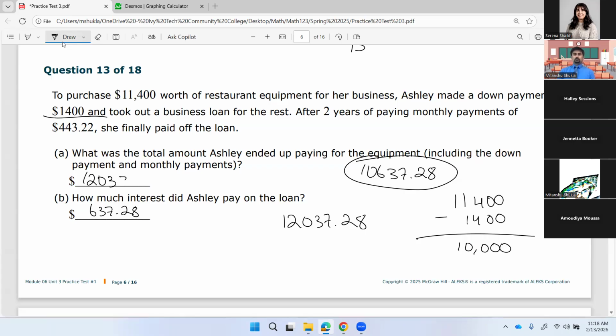What was the $10,000 for? It was her loan, right? Because she purchased $11,400 worth of equipment, but she made a down payment of $1,400. So she really only borrowed $10,000. Does that make sense?